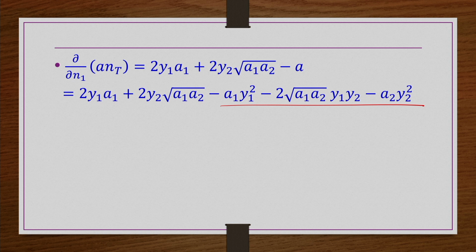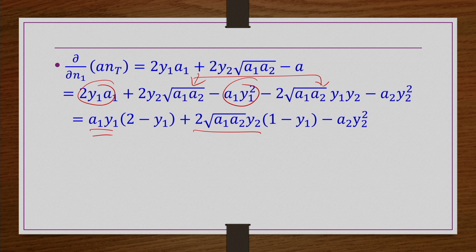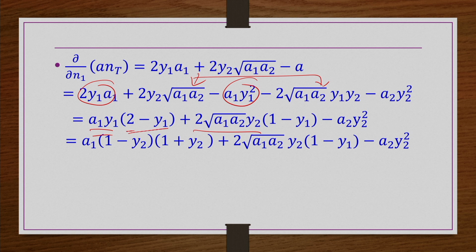So, next part what I am doing, I will be taking all Y1 terms together and Y2 terms together. I am writing here: from these two terms, A1 Y1 I have taken common, and from these two terms I have taken 2 square root of A1 A2 Y2 as common. Then I have this one. In the next step, 2 minus Y1 I can write as 1 plus Y2, because Y1 is nothing but 1 minus Y2, right. So, this 1 minus Y1 I can write Y2.